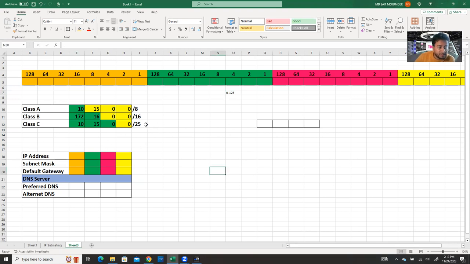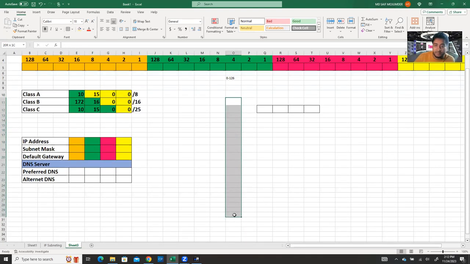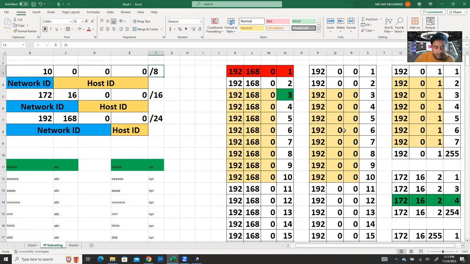Why? Because in here at slash 25, it means you have to keep three octets the same. But in here, with 10.15.0, you are not bound to keep the same. You are not bound. You can change here. You can change here as a host IP address. The example we see here, to keep it in the same family, right?